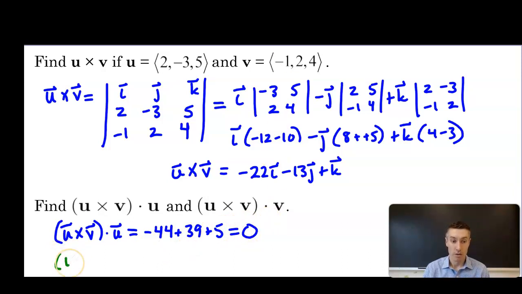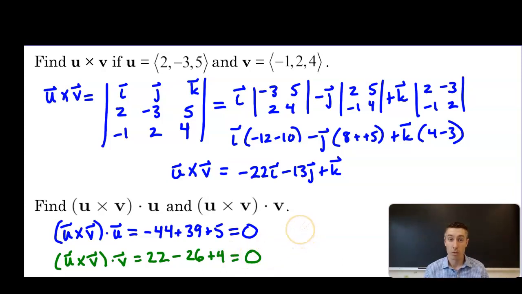Now let's look at the other dot product they ask us to find, u cross v dotted with v. So negative 22 times negative 1, so positive 22. Negative 13 times 2, so minus 26. 1 times 4 is plus 4, which will be equal to 0. So we took the cross product vector, we dotted it with vector u and vector v, and we got 0 each time.